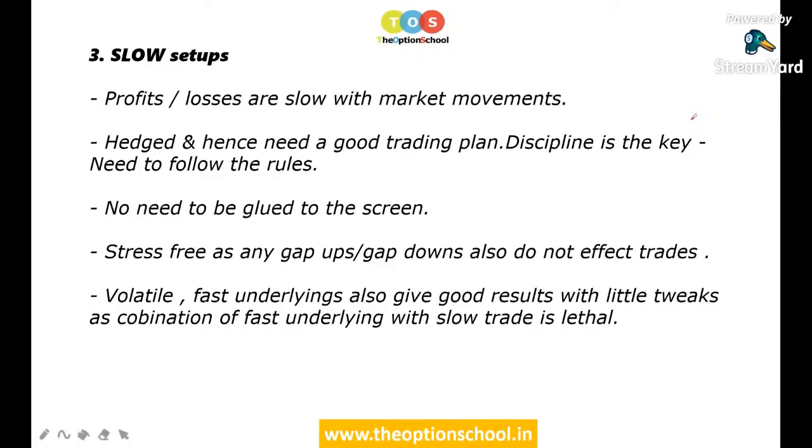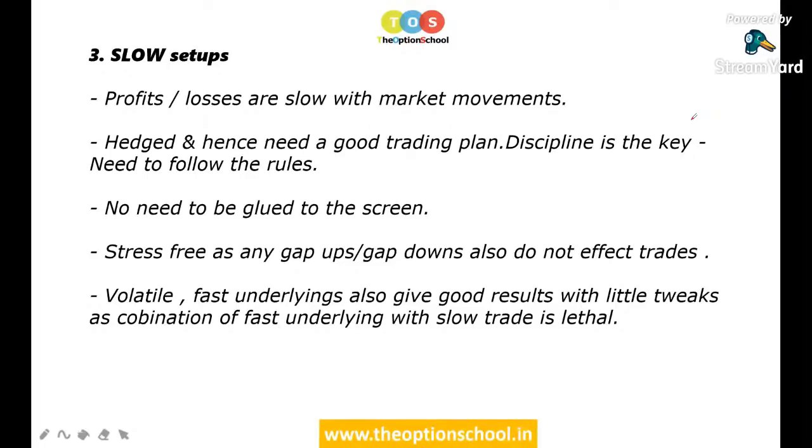What do I mean? If I do a slow setup in a slow underlying, let us say we call Nifty a slow underlying, it will start giving me profits maybe 20 days after I have created the setup, right? But if I do this kind of setup in Bank Nifty, which is a volatile underlying, it can start giving me results in just 5 to 6 days from the day I have created the setup. So when you are changing the underlying and you're changing the expiry, a slow setup can also be a very rewarding setup, right?